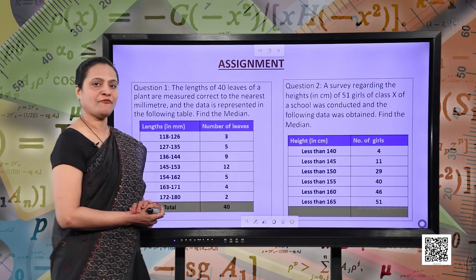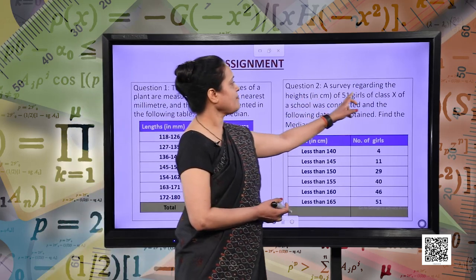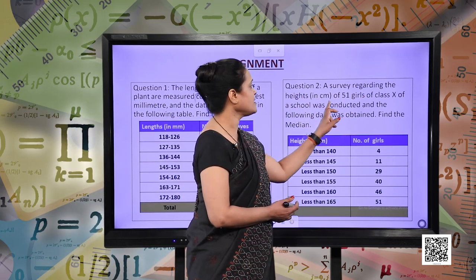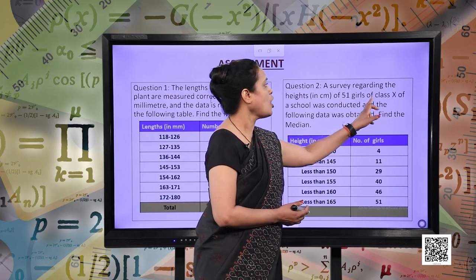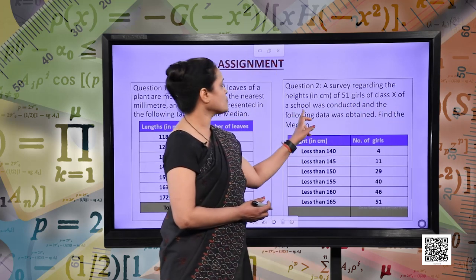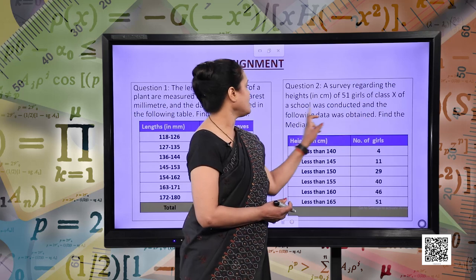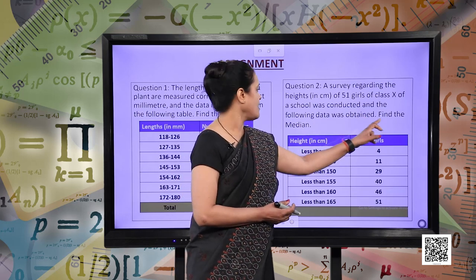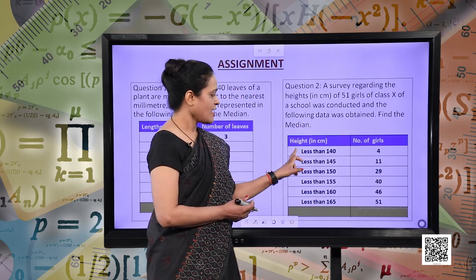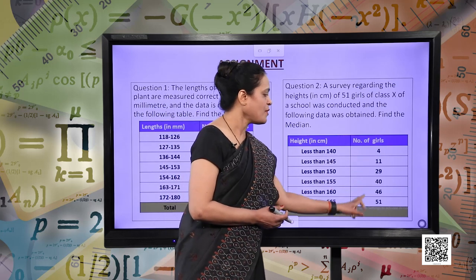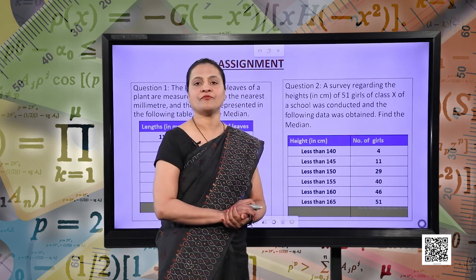Your second question for the assignment is: a survey regarding the heights in centimeters of 51 girls of class 10 of a school was conducted and the following data was obtained. Find the median. So, here you are given the heights and the number of girls and you have to find out the median height.